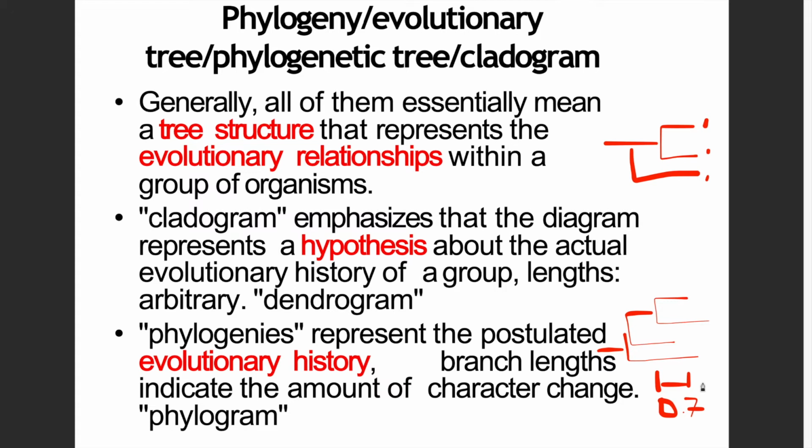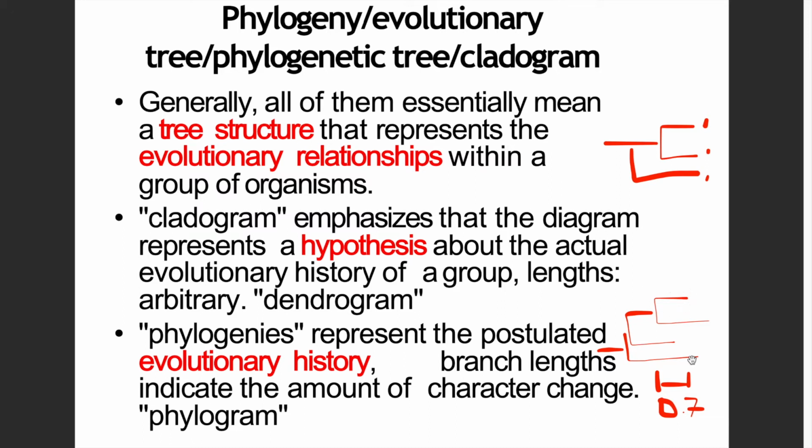A millimeter or a certain length would mean a certain number of changes in your sequences or in your characters of that organism. Usually, also, your phylogram does not end flush, no? They are not even at the ends. Okay? Because those branch lengths mean something.